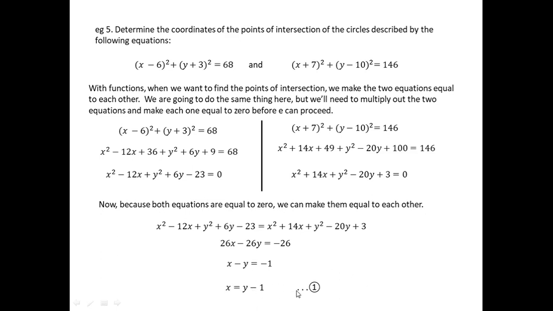I'm going to substitute this back into either one of these equations. I could either do this one or that one, it doesn't matter. I've chosen to do this one. So I'm going to substitute equation 1 in place of the x here and here. I get that, and then multiply it out, I get this, then simplify, I get that, then divide everything by 2, I get that, then factorize, I get this, and then that means my y equals 5 or -1.